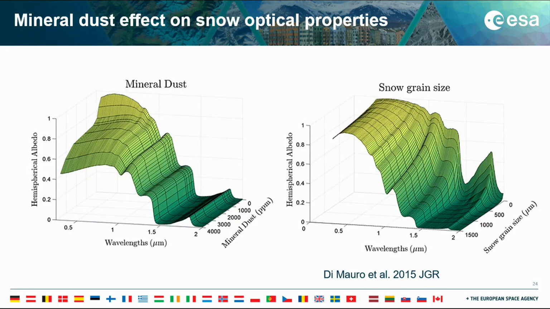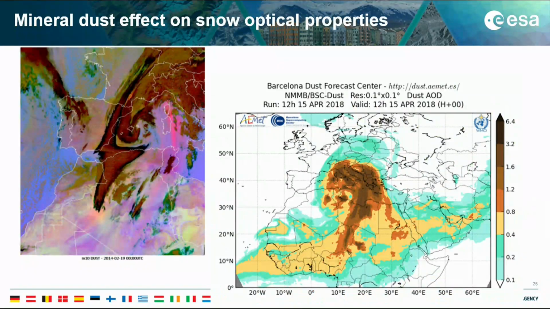So sometimes we use complicated models to retrieve the surface, and sometimes we just use spectral ratios. But spectral ratios, they are simple, but they work. So, we will try some examples.